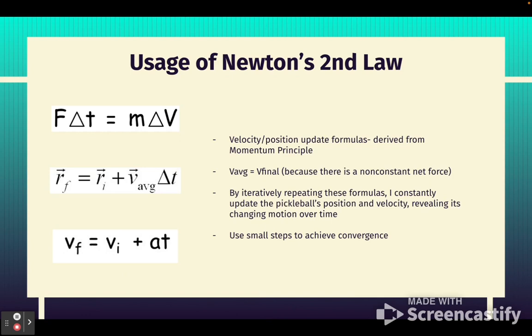So usage of Newton's second law. We'll use velocity and position update formulas, which are derived from the momentum principle. We'll also use the impulse formula, which is shown here at the top. And in this lab, we can assume that the average velocity is equal to the final velocity because there is a non-constant net force. So by iteratively repeating these formulas, I constantly update the pickleball's position and velocity, revealing its changing motion over time. I will use small steps to achieve convergence.